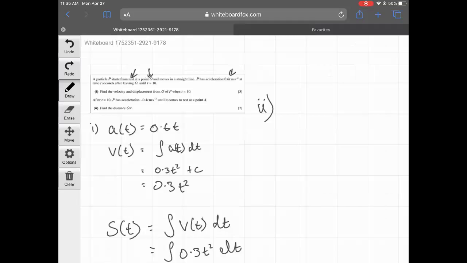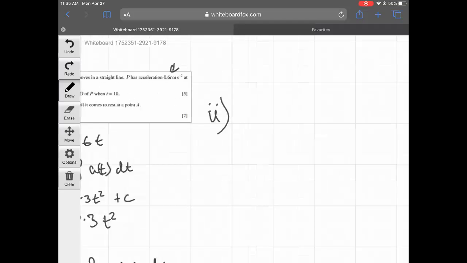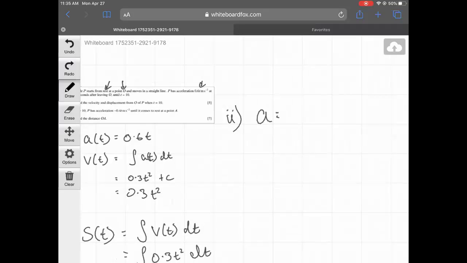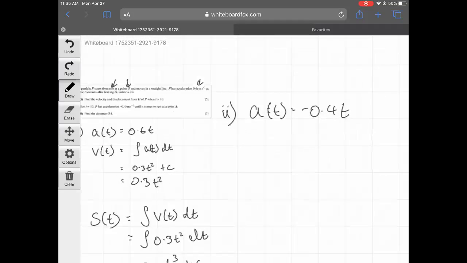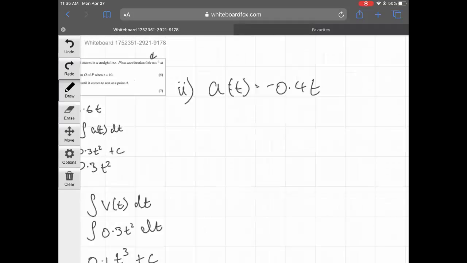After t is 10, it has a new acceleration of minus 0.4t until it comes to rest at point A. Find the distance OA. So if I want a distance, I need to find s(t), but I need to find v(t) first. So let's find v(t), as quick as I can.